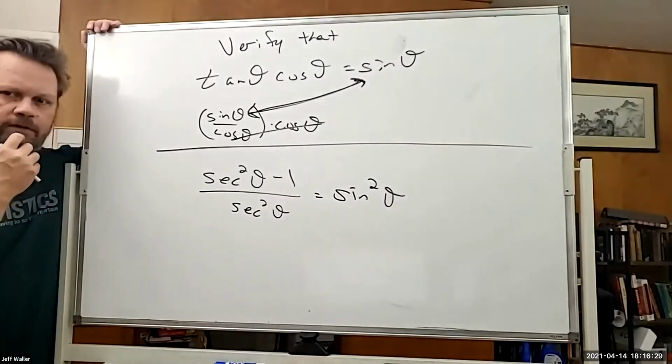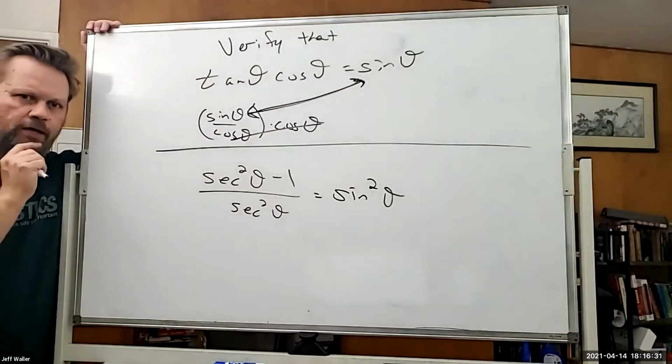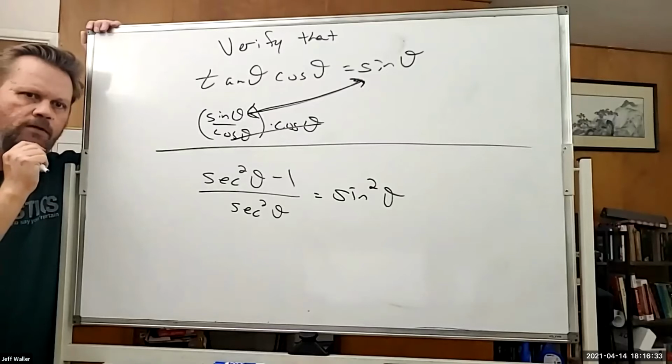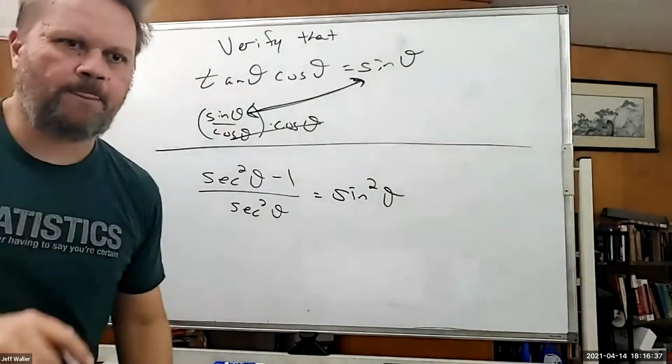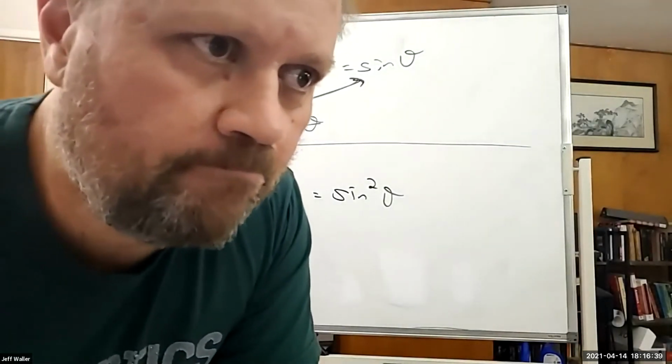Let's see, what are you guys trying to do out there? Multiply both sides by secant squared.